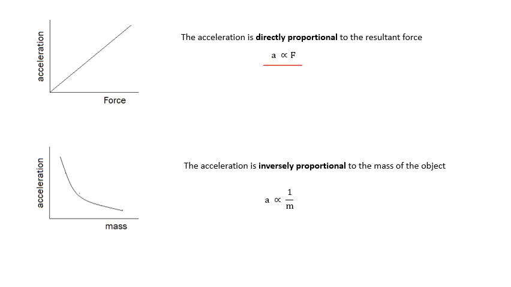That means that the graph is a straight line. It means that if you double the force, then the acceleration doubles. Okay, so the acceleration is directly proportional to the force. Now, the acceleration is inversely proportional to the mass.